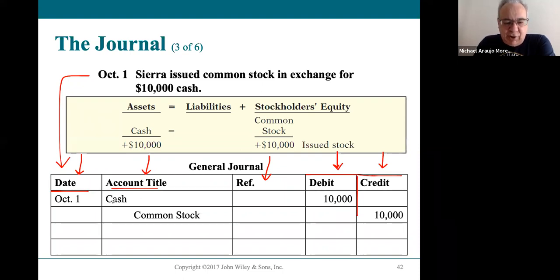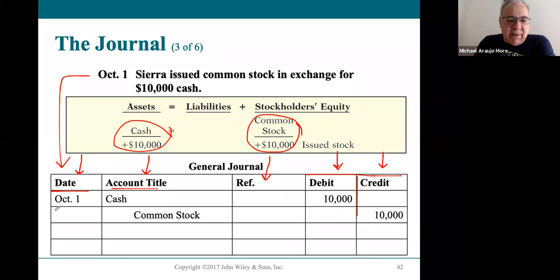So cash account is listed first because it's affected on its debit side. Whatever account is affected on its debit side is listed first. The account that's affected on its credit side is listed second in the account title. So here, again, we had more cash. We know that's a debit to cash. We have more common stock. We know that's a credit to common stock.